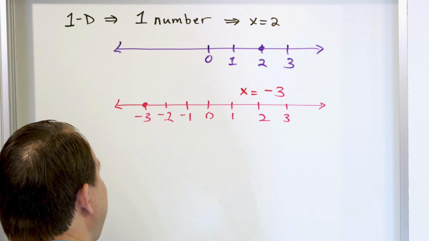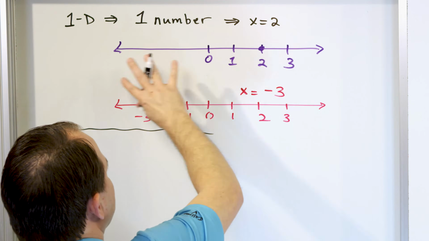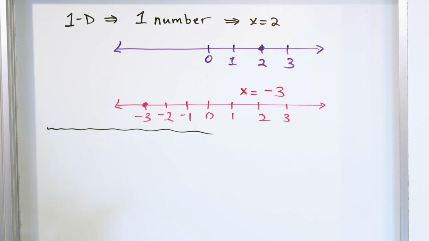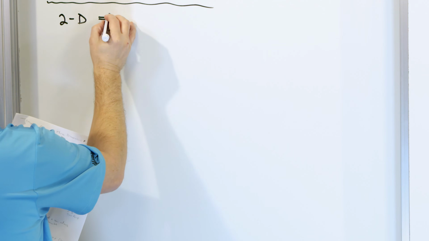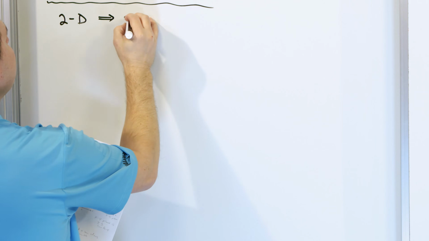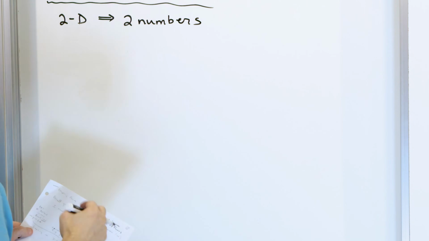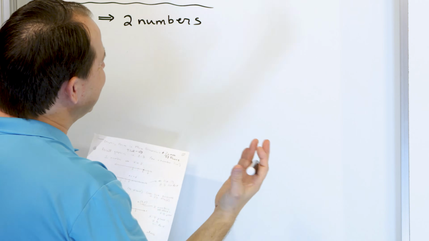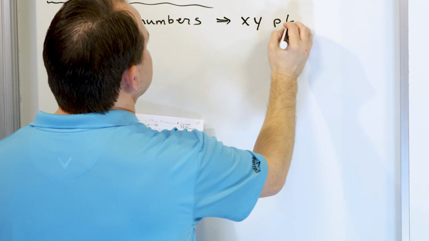Now, we have more complicated situations. So we have 1 dimension, 1 number requires a graph that has 1 dimension. All right, so now let's say we're graphing something in 2 dimensions. 2D means 2 dimensions. And that means that we need to graph 2 numbers. And we called those numbers x and y because we had to give them labels, right? So we called this the xy plane.